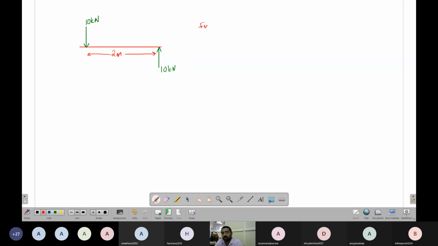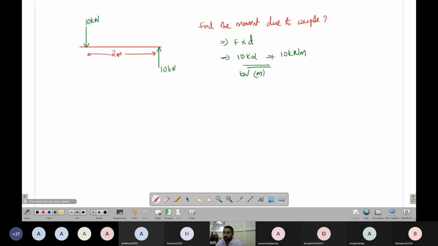Find the couple. It's a very simple problem. The moment of the couple is equal to one force into the distance between the forces, which is 10 times 2, equal to 20. The unit of the couple is kilonewton meter, because force is in kilonewton and distance is in meters, so kilonewton meter will be the unit of couple.